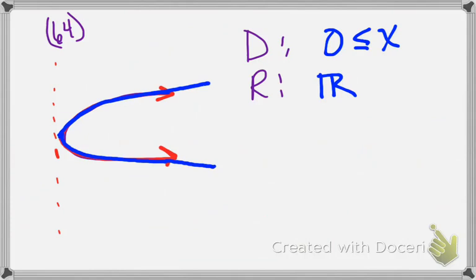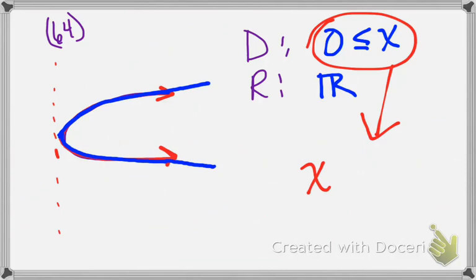All right, one more. Before we go on to 65, notice that I have 0 is less than or equal to x. I could have also written that as x is greater than or equal to 0, and it would still be right. So both of those ways would be okay.